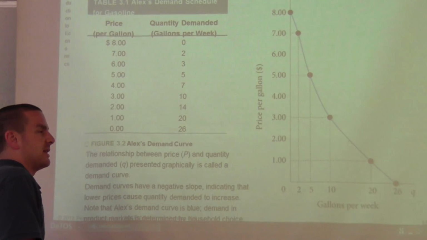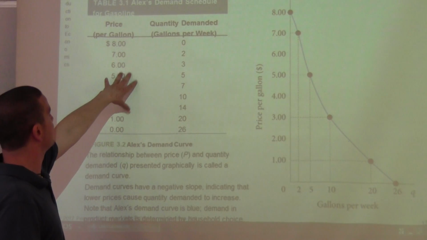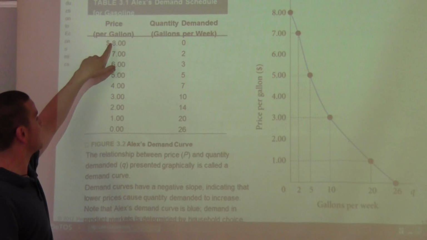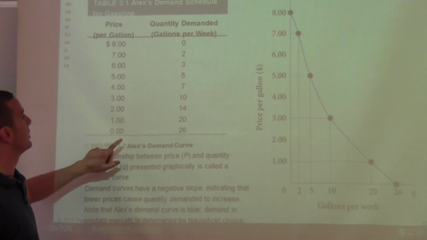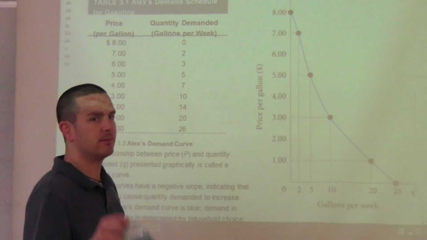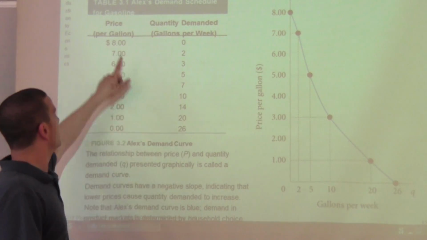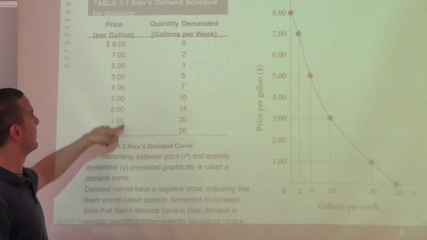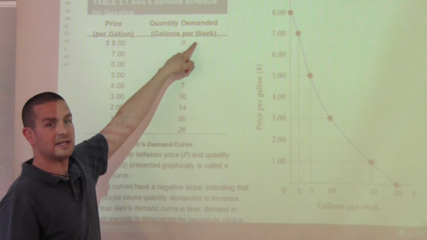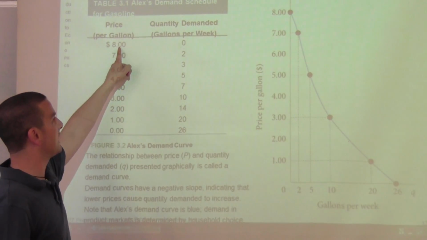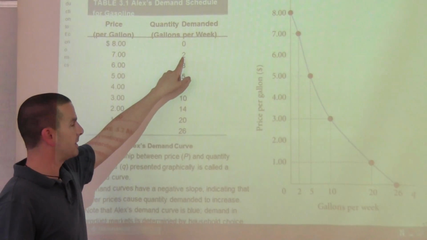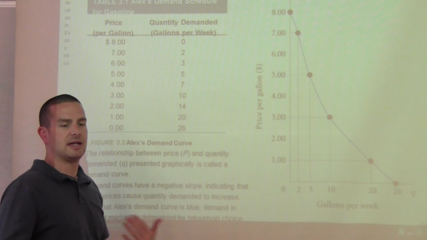So here we have a demand schedule. On the left-hand side, this is a demand schedule for Alex. You have the price per gallon: $8, $7, $6, $5, $4, $3, $2, $1, $0. It's for gasoline, but we could just as easily make it bottles of water. As the price goes down, he's willing to buy a certain quantity demanded. For a price of $8 a gallon, he's not going to buy any gasoline. For a price of $7, he's going to buy 2 gallons of gasoline, etc.